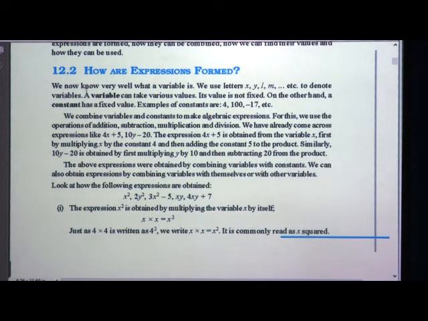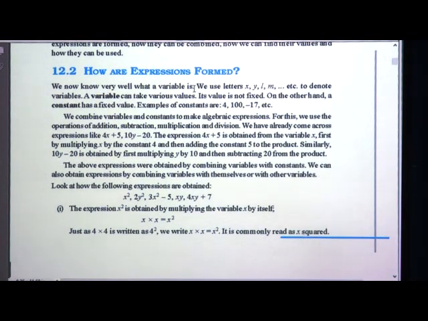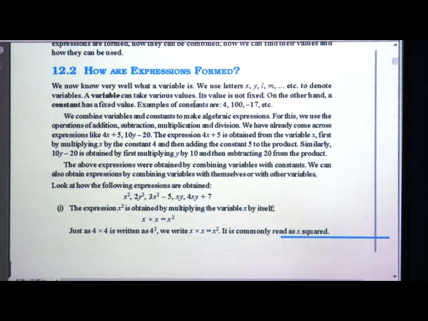So we know very well now, what is a variable? Already I had told you, in an algebraic expression or a simple equation, we use letters x, y, l, m. Such letters are frequently used as variables. A variable can take various values. So the value of a variable will change; it varies from time to time, in an equation or in an expression. Its value is not fixed.